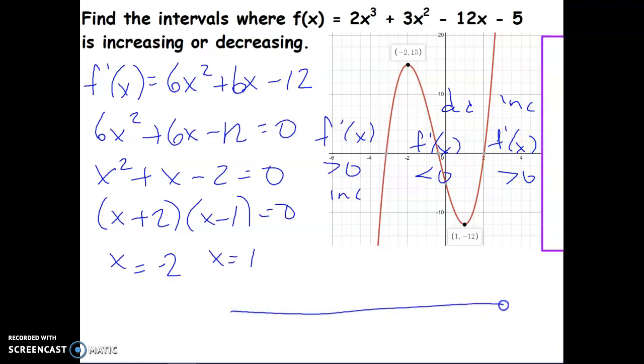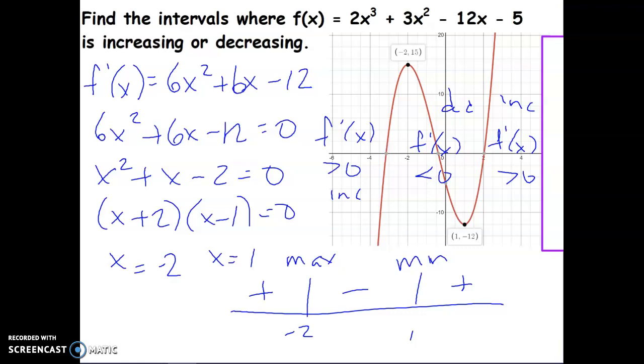If I put that in a sign chart, both -2 and +1 are critical values, so they are solid lines. And over here I said it was positive, and here it was negative. Right here, it's positive. And we said yesterday when it's increasing and then decreasing, it's a max. When it's decreasing and then increasing, it's a min, which matches our graph.